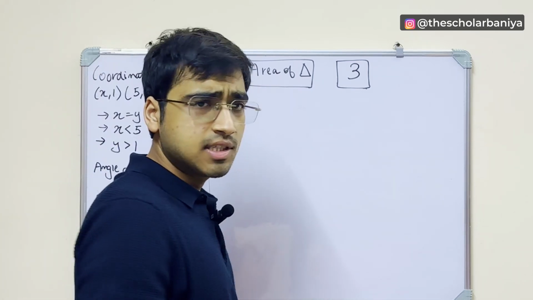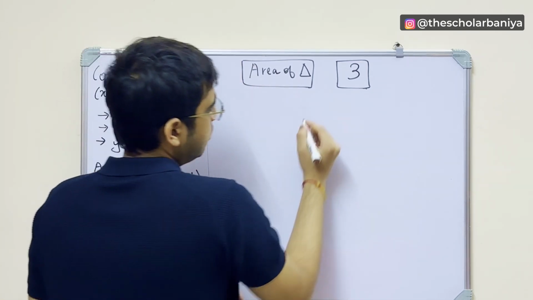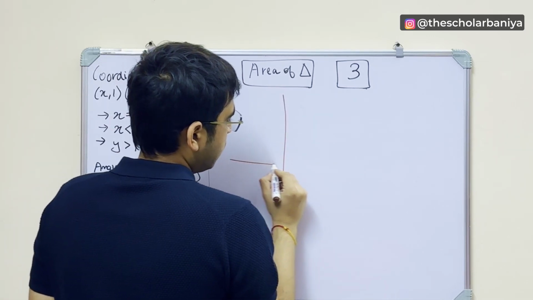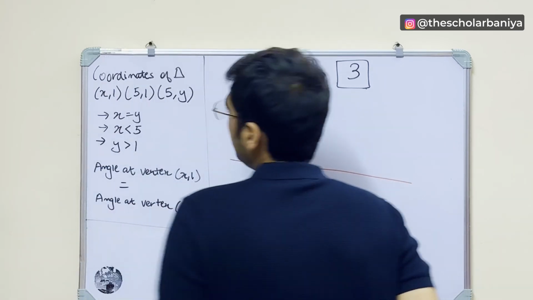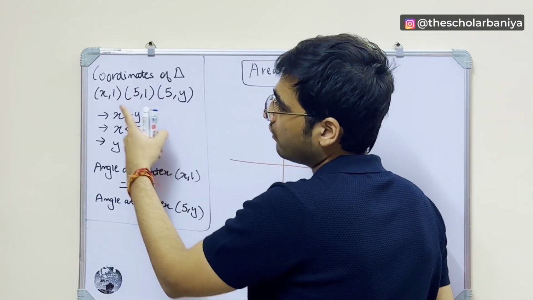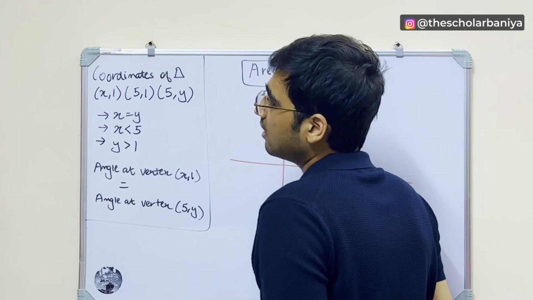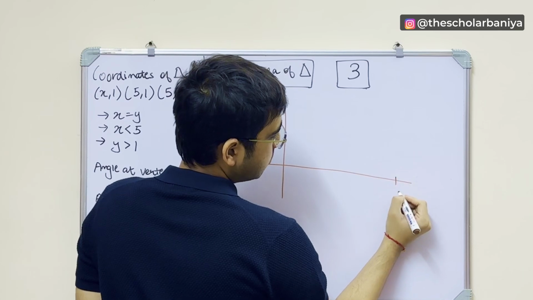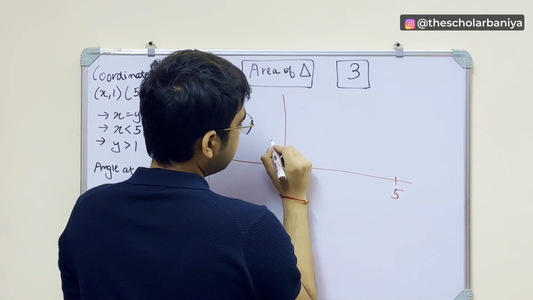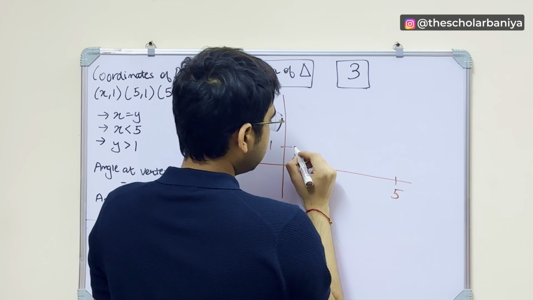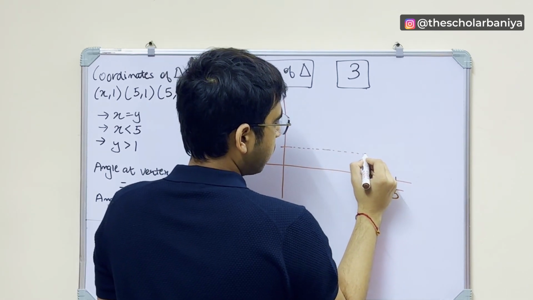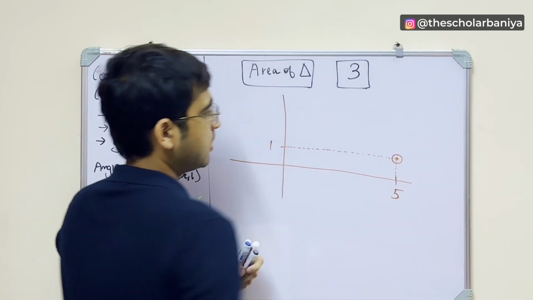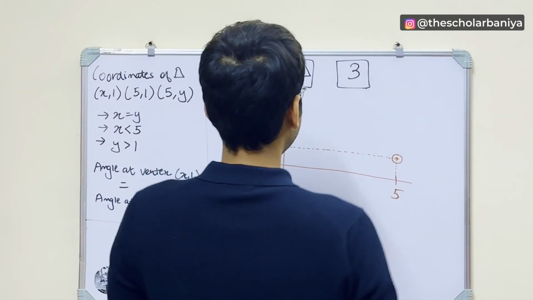So for these questions, firstly, let's visualize and let's draw a diagram, right? So we know what the coordinates of the triangle are. The first coordinate is, let's say, (5, 1), right? So let's say 5 is somewhere over here, and 1 is somewhere over here. So this becomes a point. So this is one coordinate, right? I hope this makes sense.